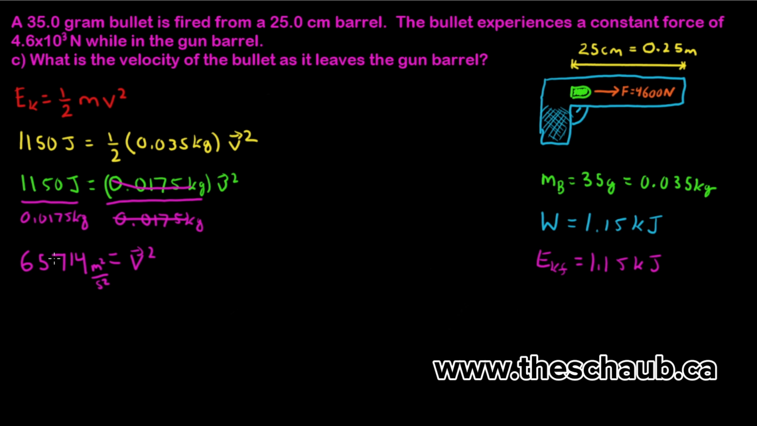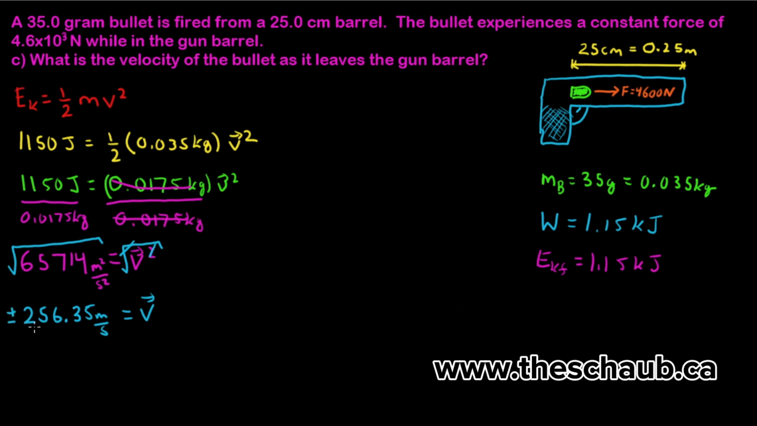And we'll just keep some extra values so that we can avoid rounding errors. And finally, to get our value for the velocity, we take the square root on both sides. On this side, our square root and our squared disappear, leaving us with our velocity, and this is equal to the square root of 65,714, which is 256.35 meters per second.